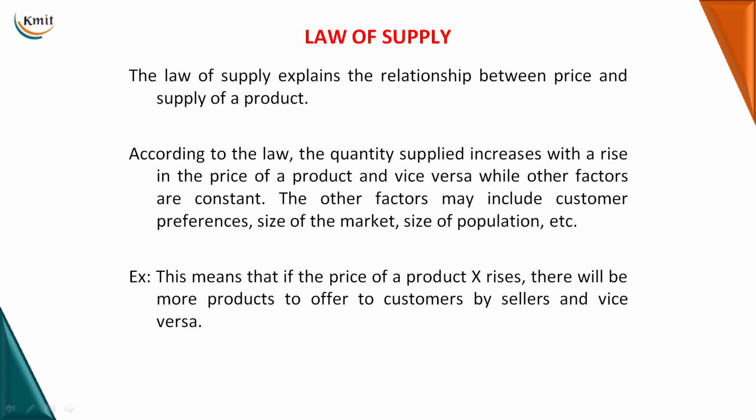According to the law, the quantity supplied increases with the rise in the price, as we have already learned in the earlier discussion, and vice versa. While other factors are constant, the other factors may include customers' preferences, size of the market, size of the population, etc. This means if the price of product X rises, there will be more products to offer to customers by sellers, and vice versa.